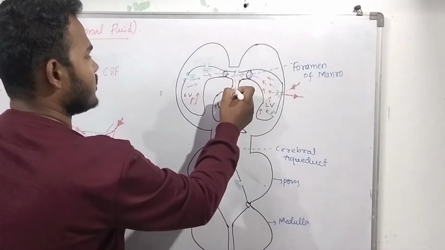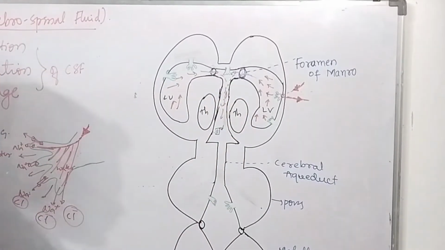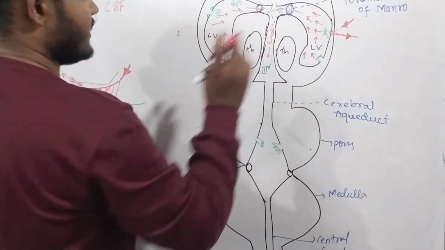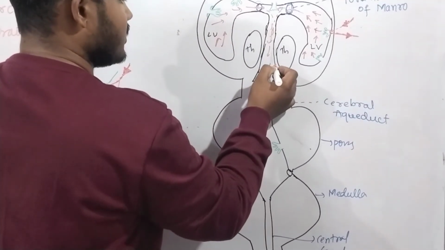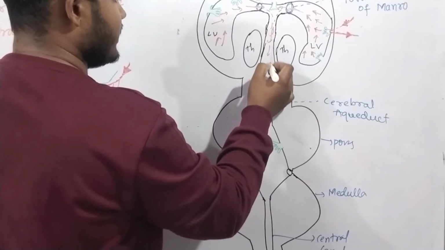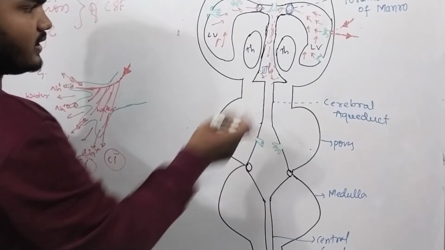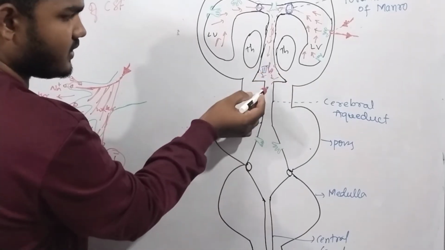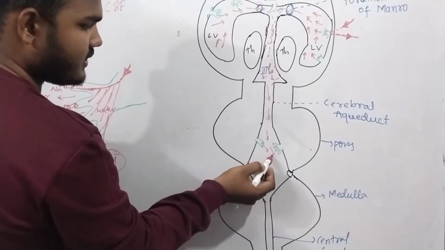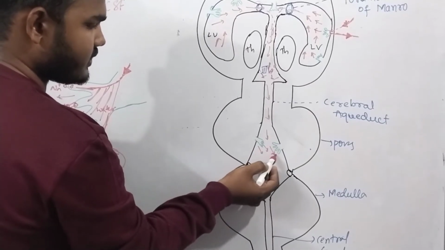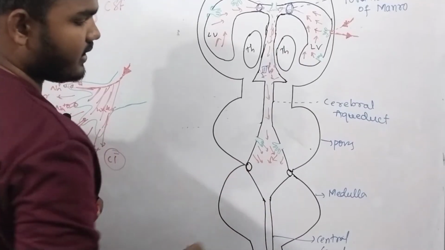Through the foramen of Monro, the CSF is drained into the third ventricle, and here also some of the choroid plexus release CSF. From the third ventricle, the CSF comes down into the fourth ventricle, and the plexus there also secrete some CSF, so the CSF builds up.